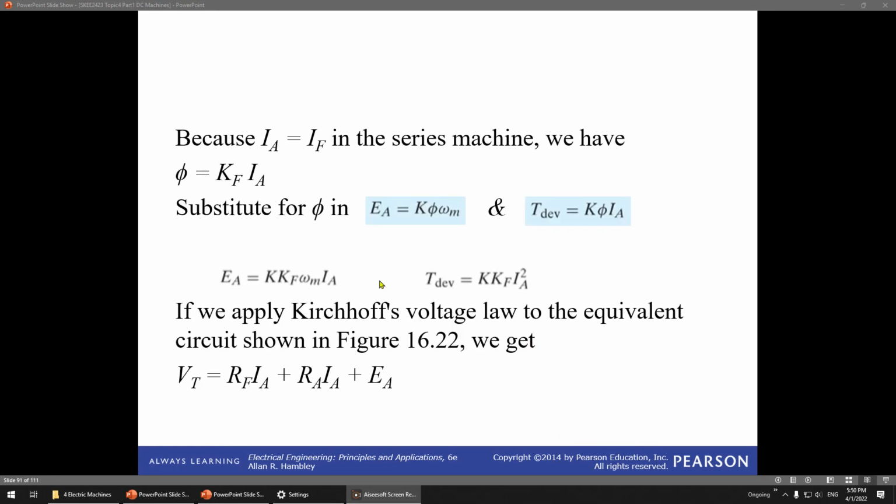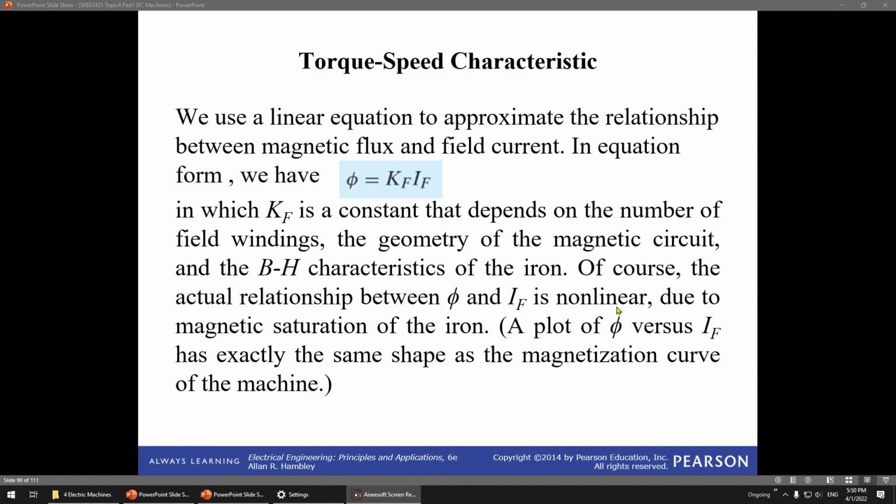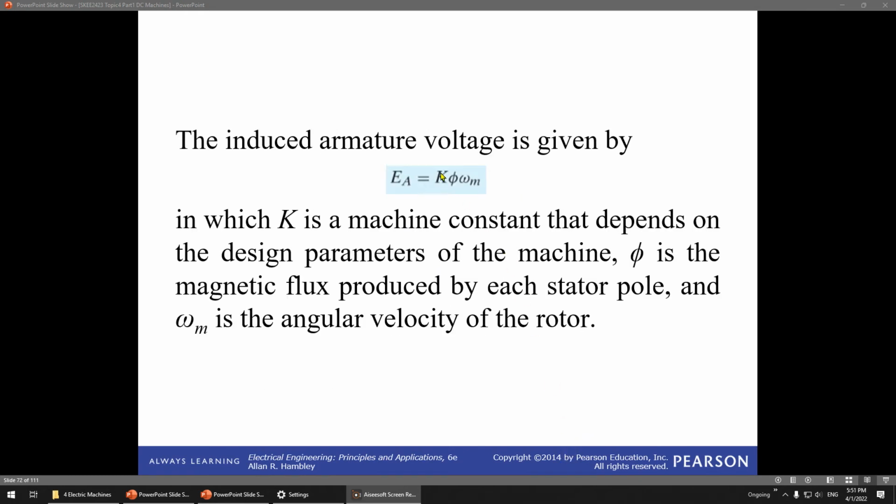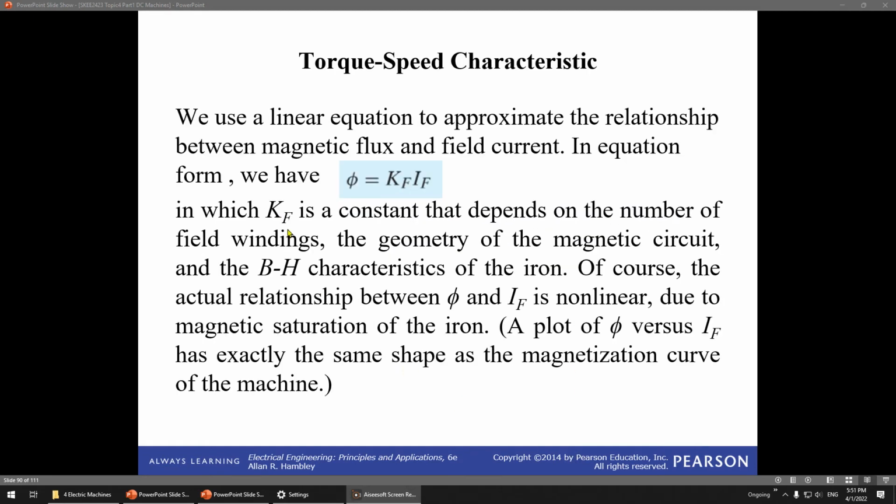So make sure you know the difference between this constant and this constant. This is a different constant. You can see here, this is K, normal K, and this is just a machine constant. And this one is KF, which is the field constant if not mistaken. So this is a different constant.